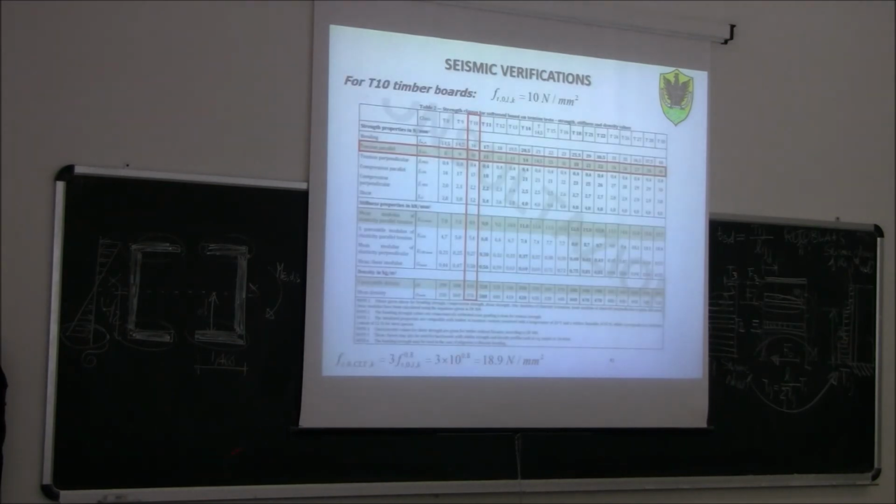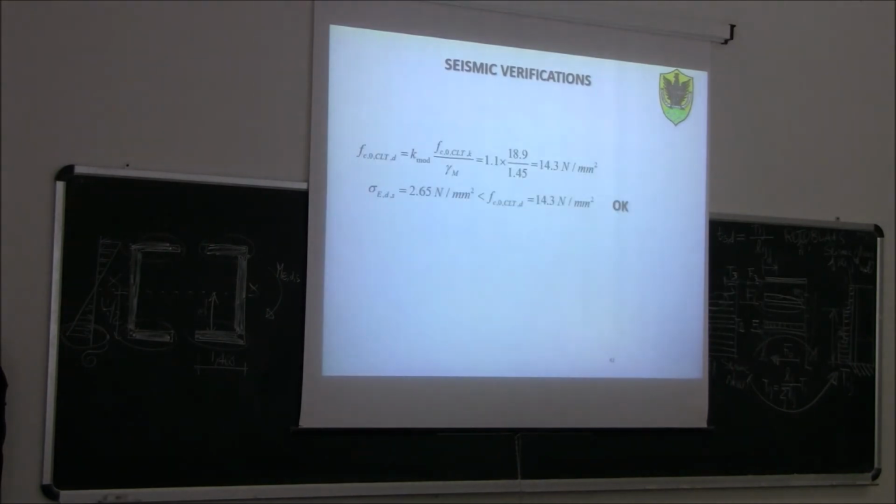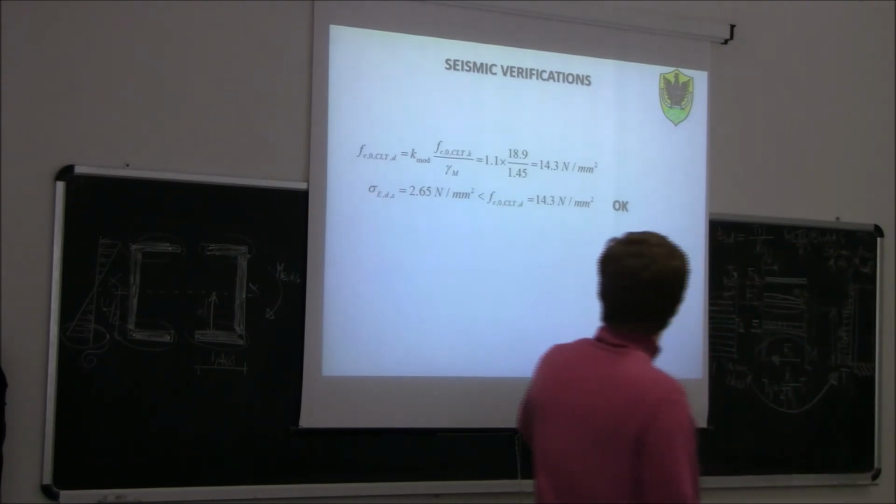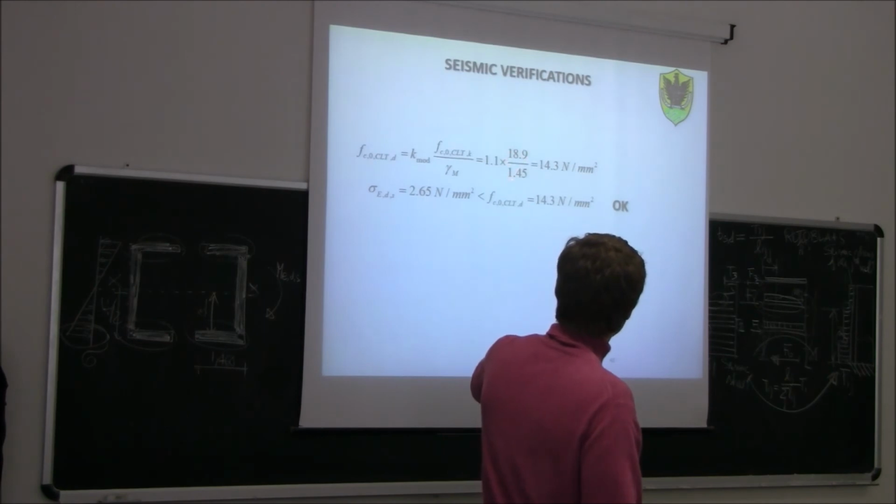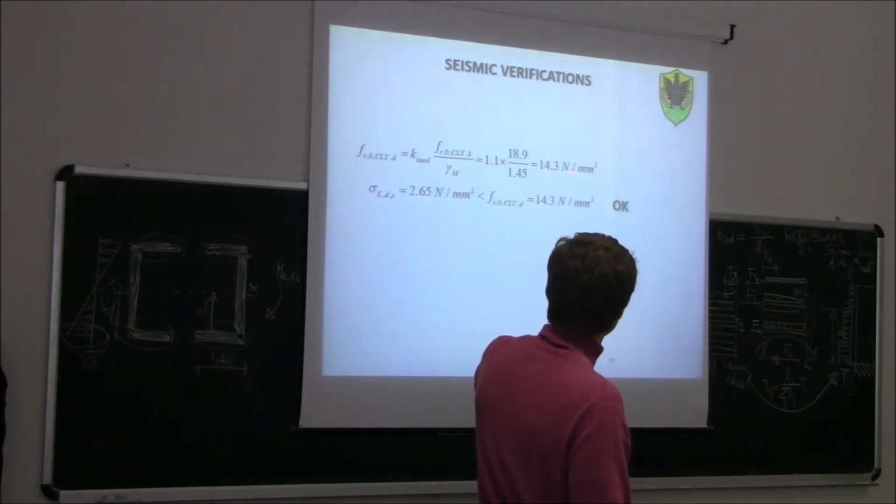So in the end, we calculate the compressive strength of cross-lam, 18.9 Newton per square millimeter. And then the design value, 1.1 times, and you see that here I remembered to put the right value, so this 1.45 we were discussing before was actually put here. So I updated this with the new regulation. Since we are talking about cross-lam now, the gamma M is 1.45, not 1.5. So 1.1 times 18.9 divided by 1.45 is 14.3 Newton per square millimeter.